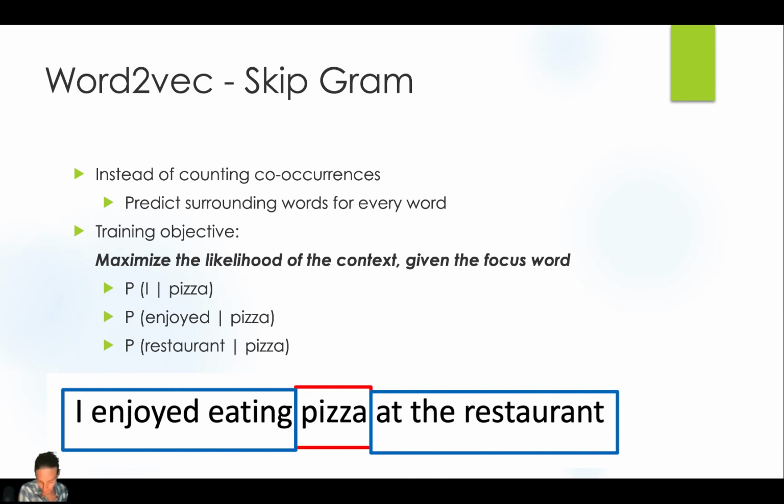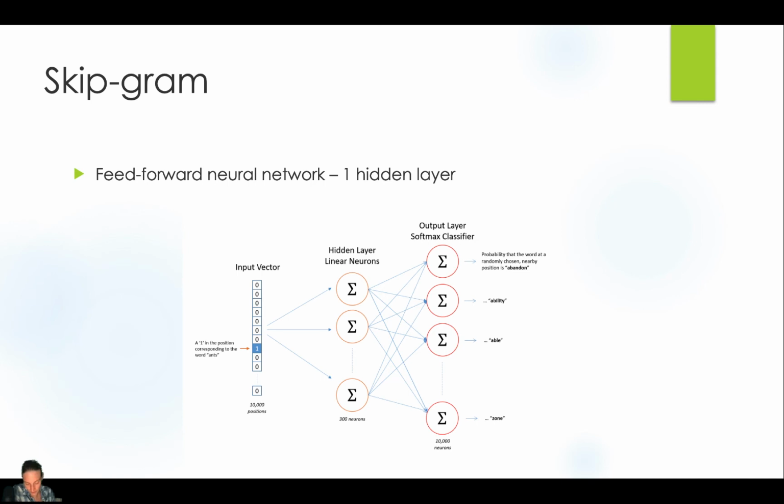So we predict surrounding words for every word. Our training objective here, for instance, would be: I predict what are the chances of the word I appearing given that the context or surrounding word is pizza. What is the chance of enjoyed occurring given pizza? What are the chances of restaurant occurring given pizza? These are the sort of probabilities that you're learning.